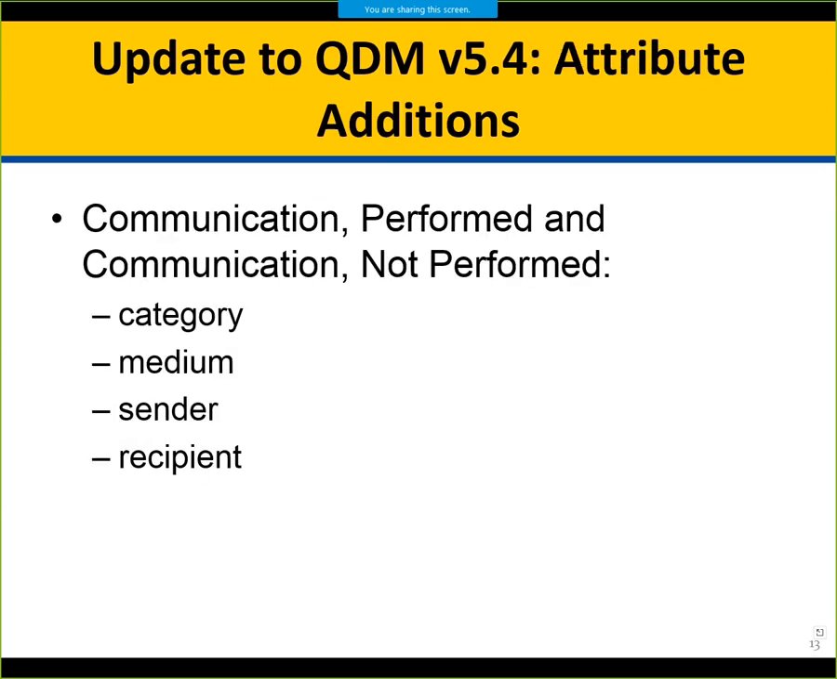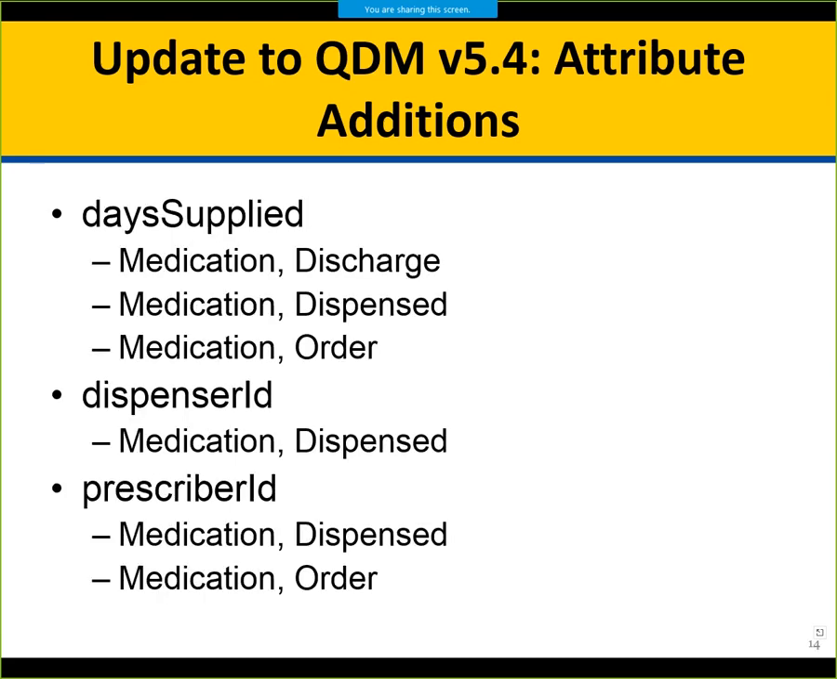There are some attribute additions and deletions as well. 4 new attributes are now available for use in the new data types: communication performed and communication not performed. These new attributes are category, medium, sender, and recipient. These 3 attributes are new as well. Days supplied is available in medication discharge, medication dispensed, and medication order. Dispenser ID is available in medication dispensed, and prescriber ID is available in medication dispensed and medication order.